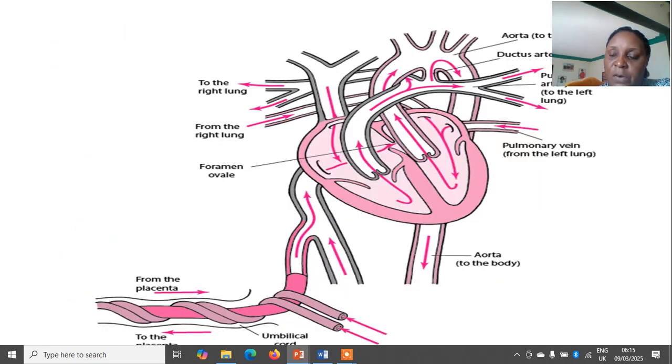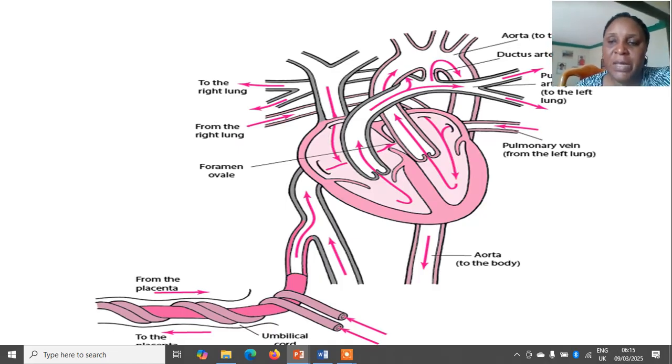Okay, before we look at the postnatal changes, let me briefly emphasize the circulation, the flow. One, we said that blood comes in from the placenta. As it comes in from the placenta, it bypasses the liver through the ductus venosus. Then this blood is joined by blood from the inferior vena cava to the right atrium of the heart.